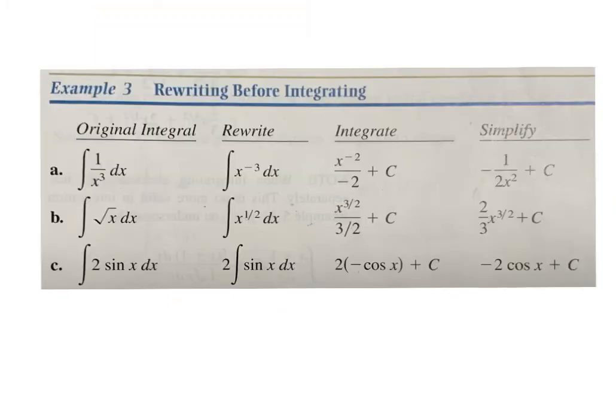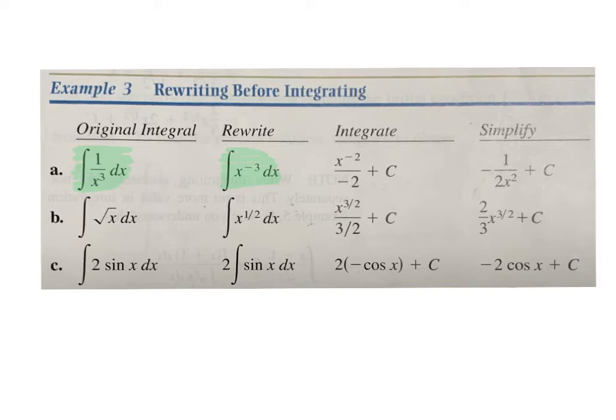So let's look at these. Just like in differentiation, there are times when you want to rewrite before you do anything. So we have been given this original integral here, 1 over x cubed. What I'm going to do with that is rewrite it with a negative exponent. So I'm going to rewrite that as the antiderivative of x to the negative 3.